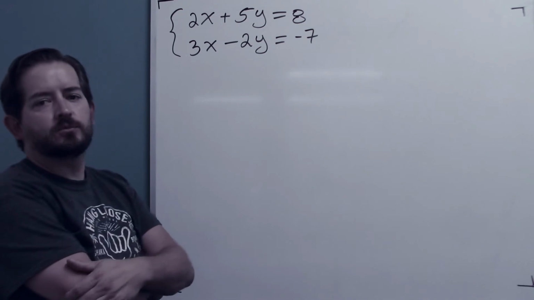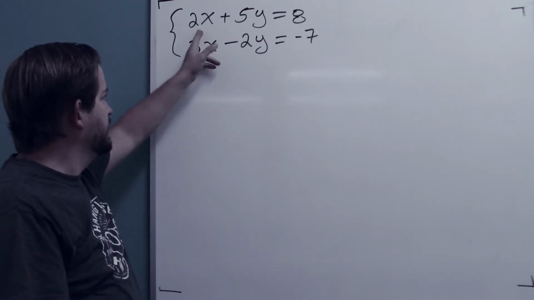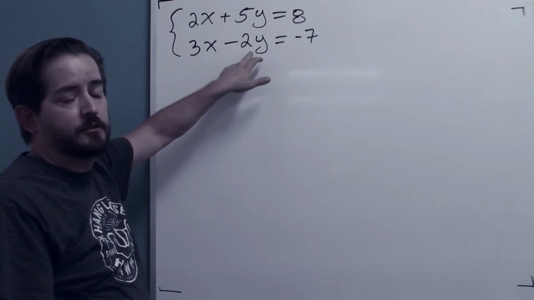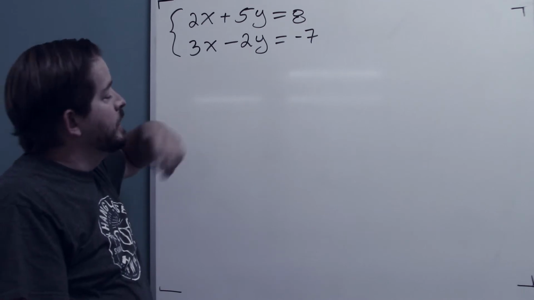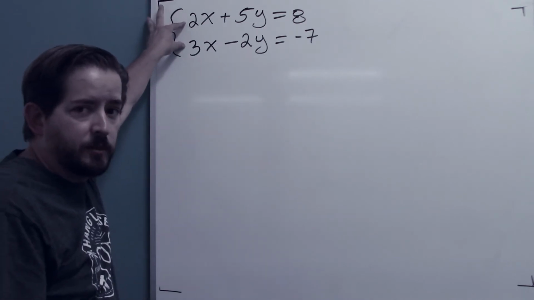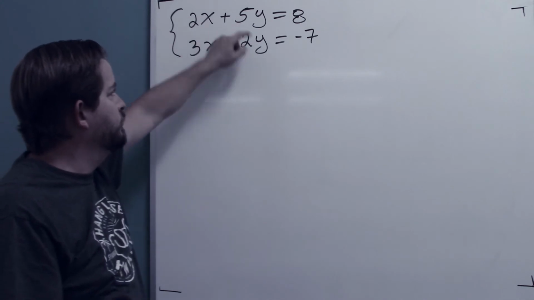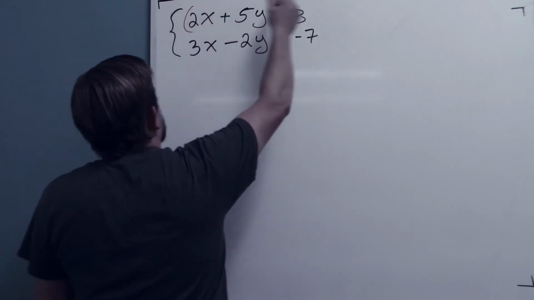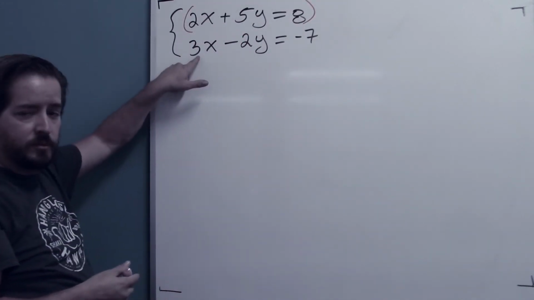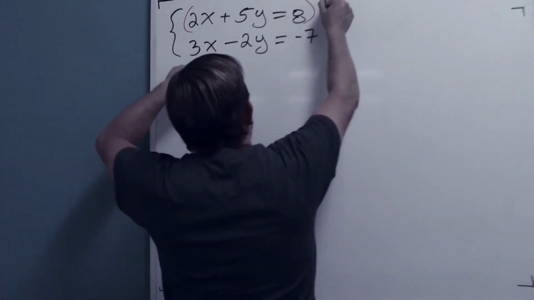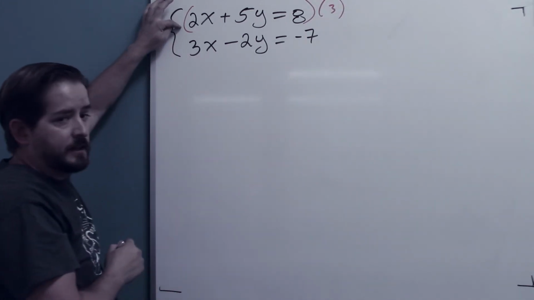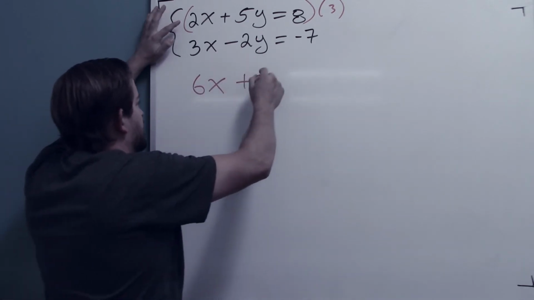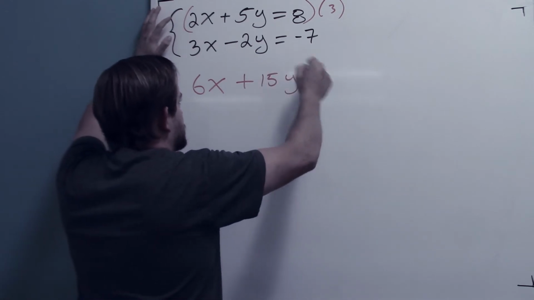And I'm going to pick the easiest one. I can look at the x's, right? I can get 2x and 3x to be the same but opposite sign, or I can get 5y and negative 2y to be the same but opposite sign. If it's me, I'm going to stick with probably the smaller numbers, the 2 and the 3, as opposed to the 2 and the 5. And what I'll do is multiply this first equation by 3, right? That'll turn my x term up here into a 6x. In fact, if I write that, it's 6x plus 15y equals 24.